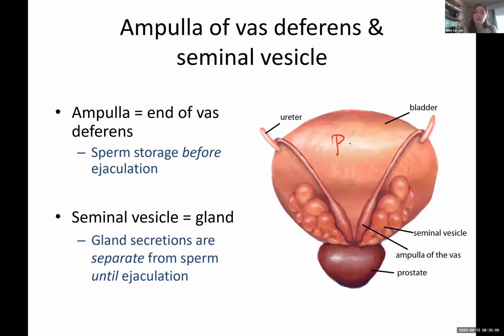So this is the posterior side of the bladder. This here is the vas deferens. And then I'm going to put a little A, that's the ampulla. You can see where it's wider, so it's like a little storage area for sperm. Once sperm are made in the seminiferous tubules in the testes, they migrate up through the epididymis, go up into the body, over and behind the bladder here, and they hang out in the ampulla until they leave the body. So sperm sits here quiet as a mouse.